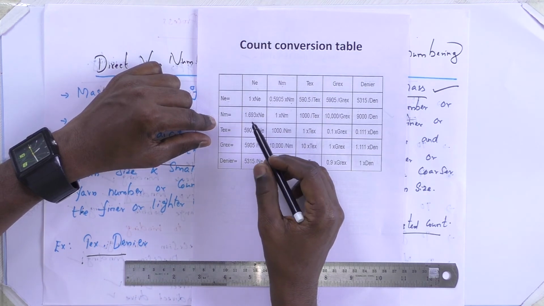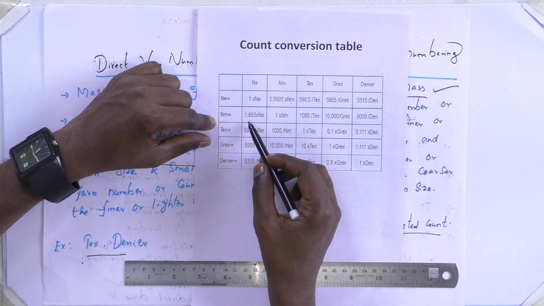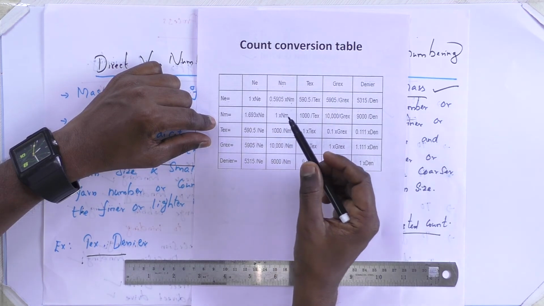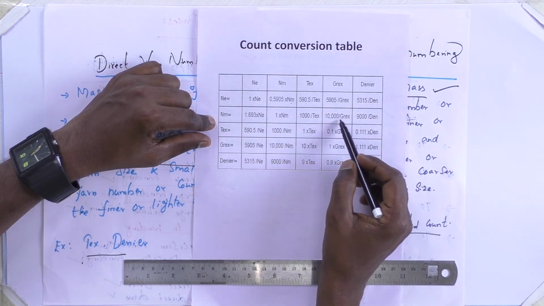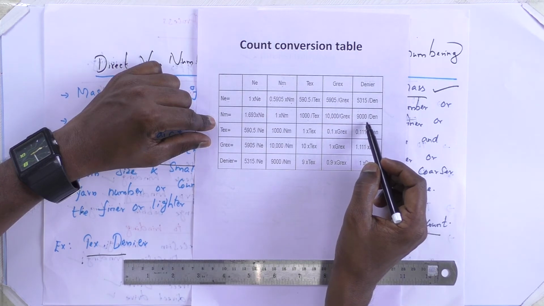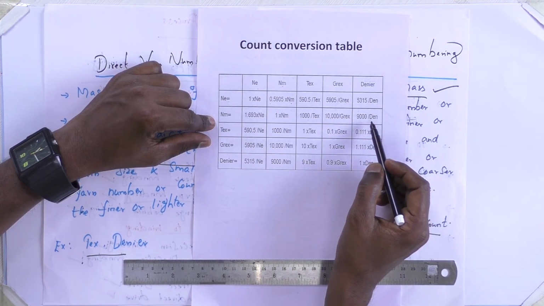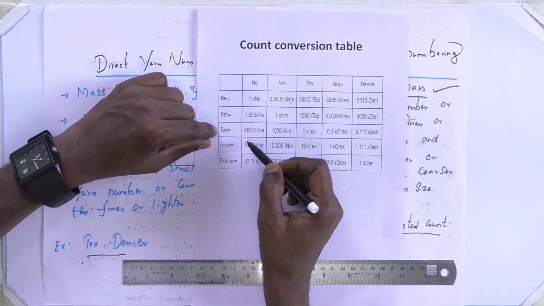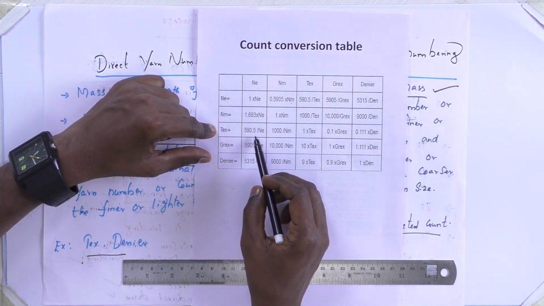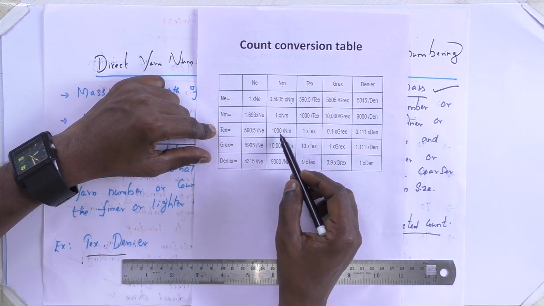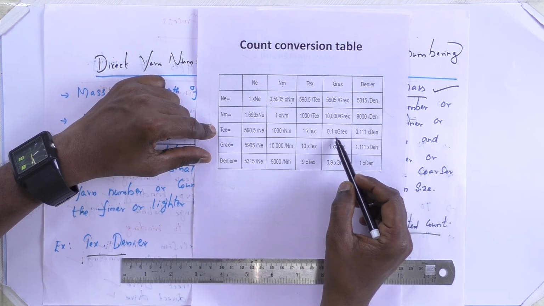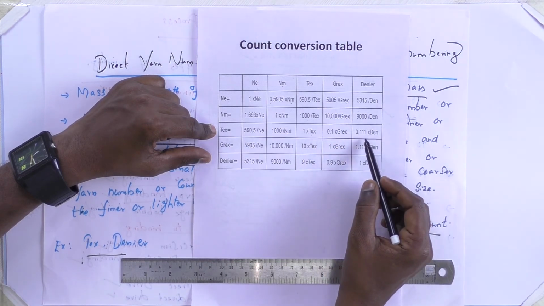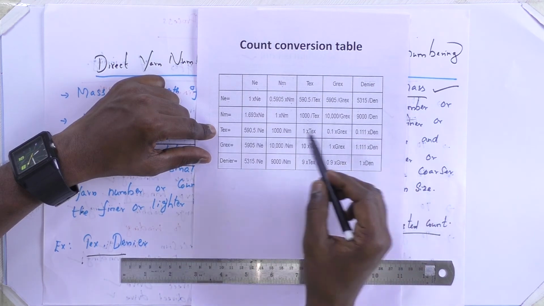For getting the metric system, 1.693 into English count, or 1 into metric count, 1000 divided by tex count, 10,000 divided by grex count, or 9,000 divided by denier is the value of metric system. For getting the tex system, 590.5 divided by NE, 1000 divided by metric, 1 into tex, 0.1 into grex, or 0.111 into denier, you can get the count in tex.